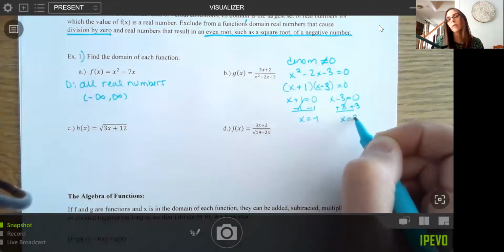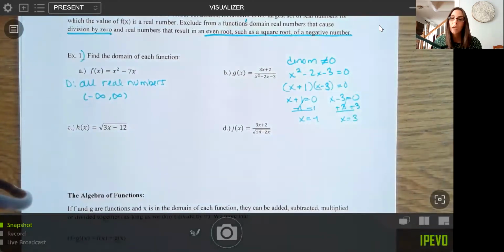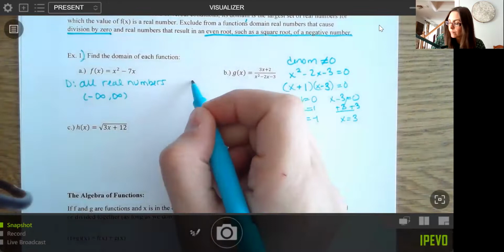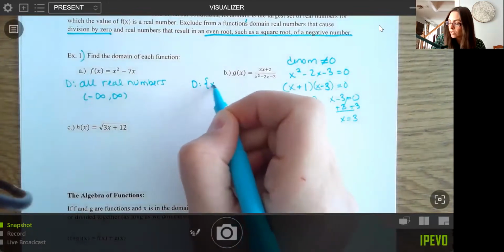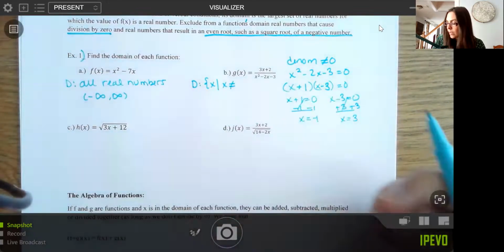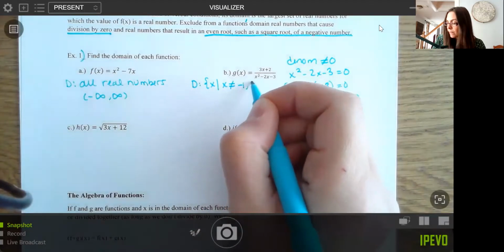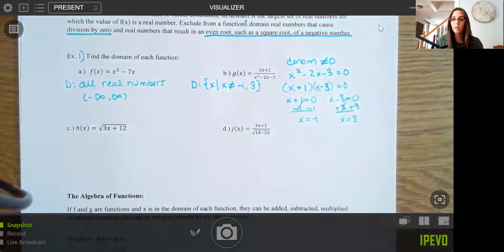So those are the two values that make the denominator 0. So these are the two values that we want to exclude. We don't want these values. These are the bad ones. So our domain is the set of all x's such that x is not equal to negative 1 and 3. That's our set notation answer.